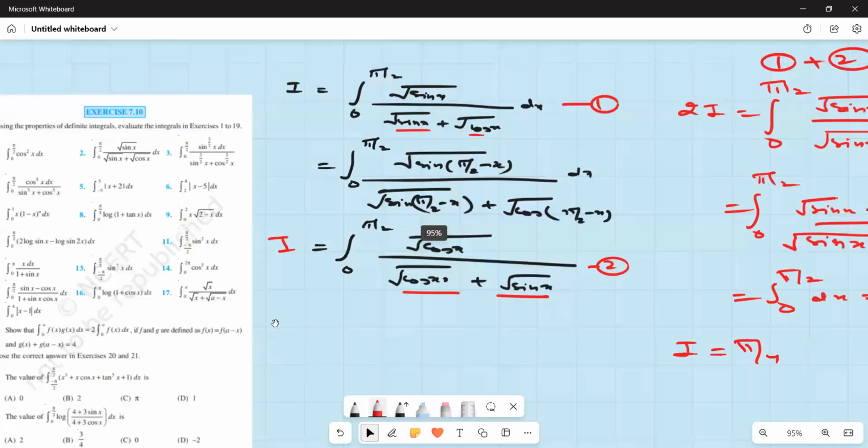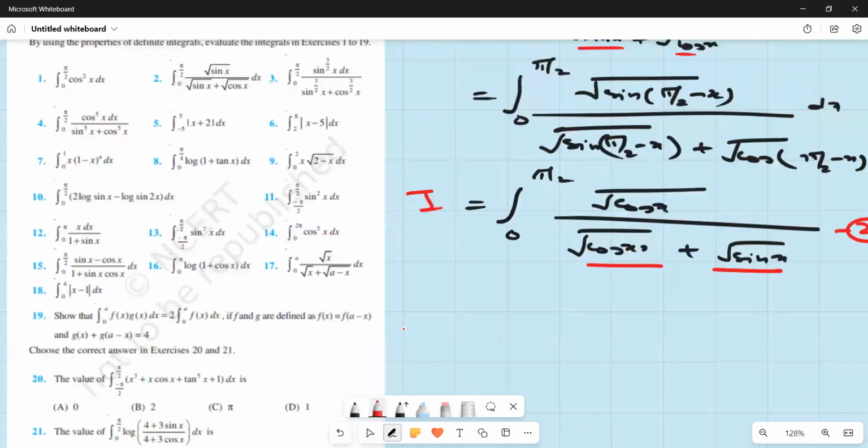Clear? So please try third question, fourth question by this method. Even you can do 17th question with this method. Which ones? First, second, third, fourth, and 17th. Here also it will become a minus x, and this will become a minus x, this will become x. So the denominator will remain the same. So if you add, it will become 1. So you can try these questions by yourself.